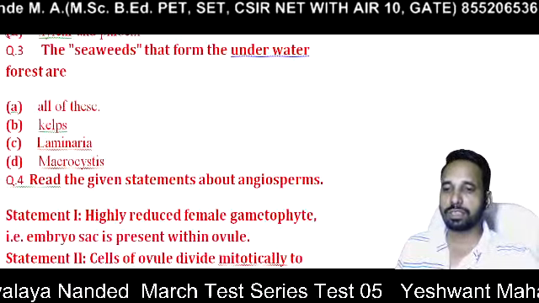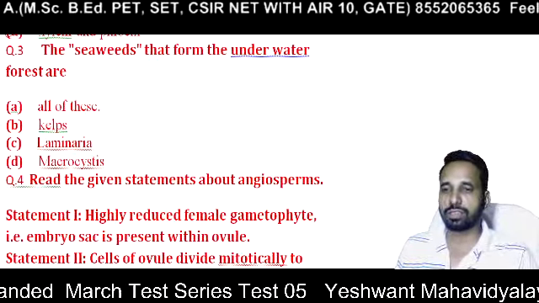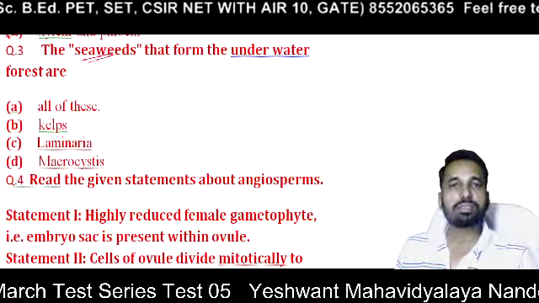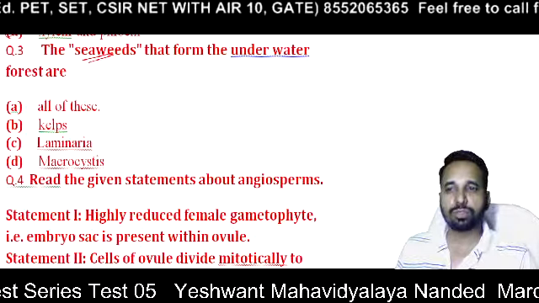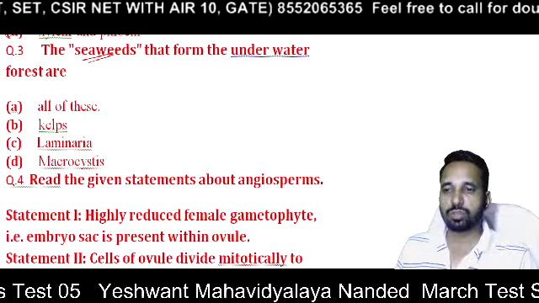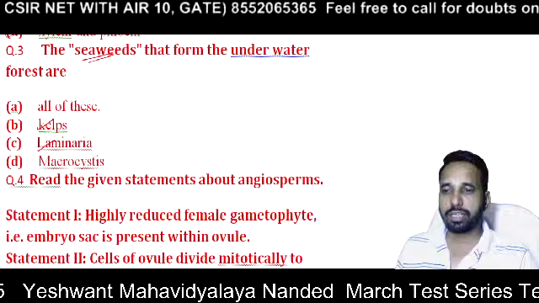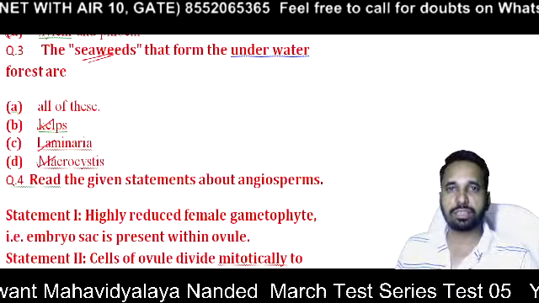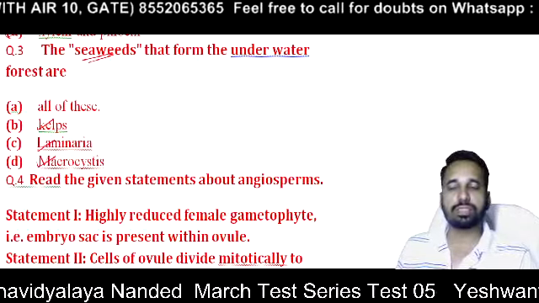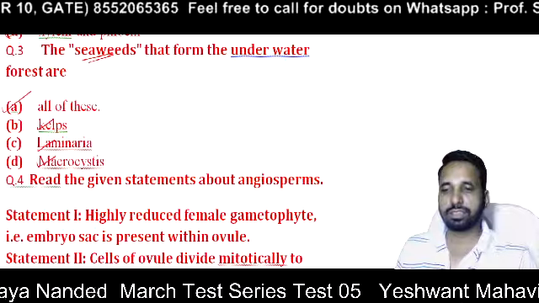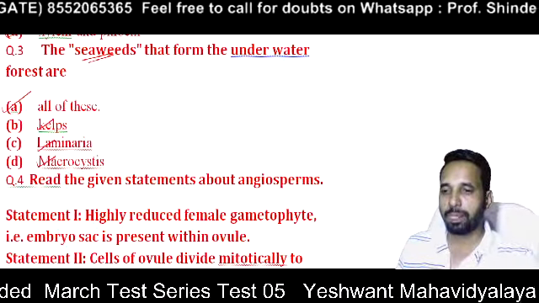Third question, the seaweeds that form the underwater forest. So which are those plants to which we use this term seaweeds? Remember, Fucus, Laminaria, and even Macrocystis, all of these are types of weeds found in the ocean. So all of these is the right answer for this question.